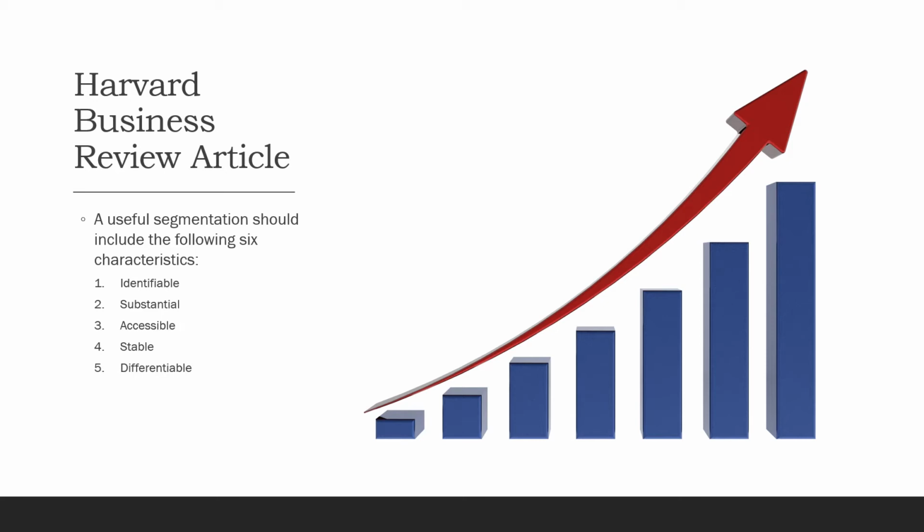And this one may also be a little obvious too, but differentiable. So you don't want to have the same product that every other company has got. You want to be able to stick out and set yourself apart from the crowd. And last but not least, actionable. You have to be able to provide products and services to these segments, actually delivering upon your promises and what all those products provide.